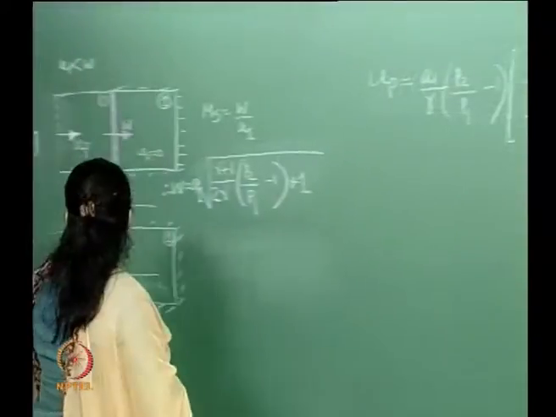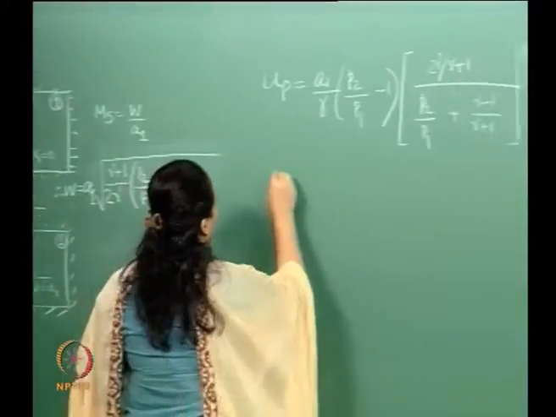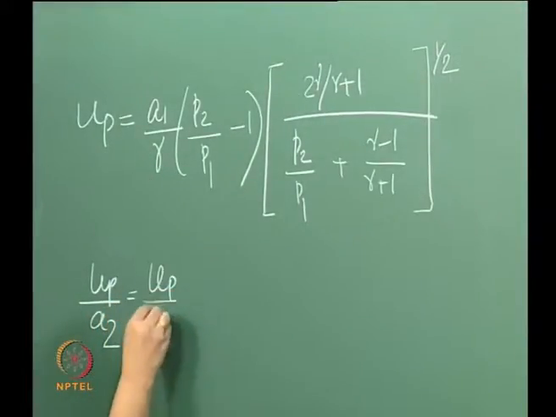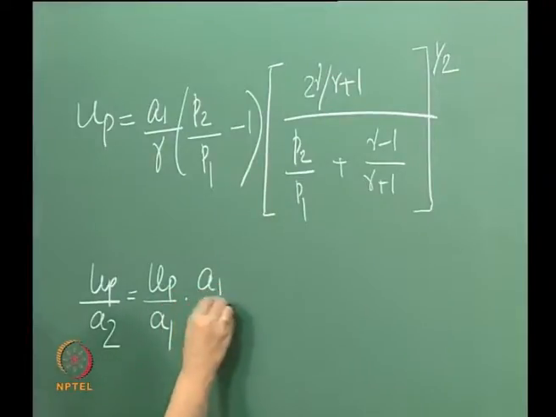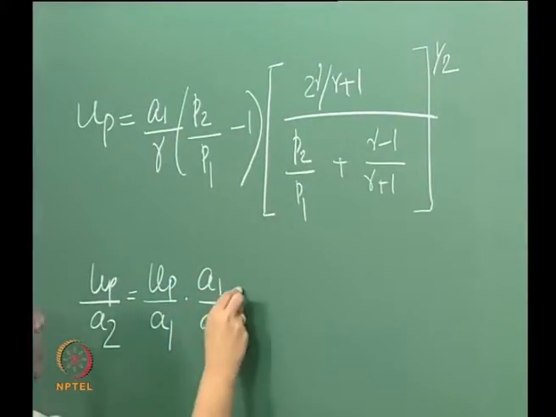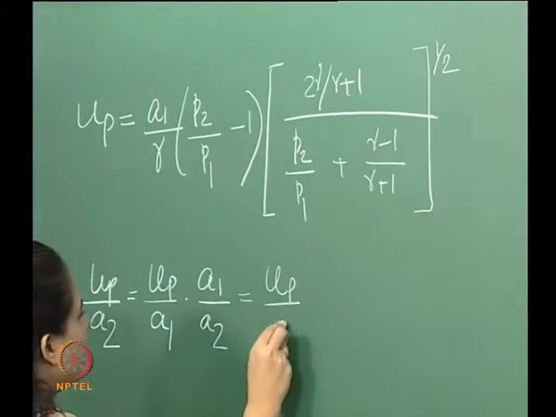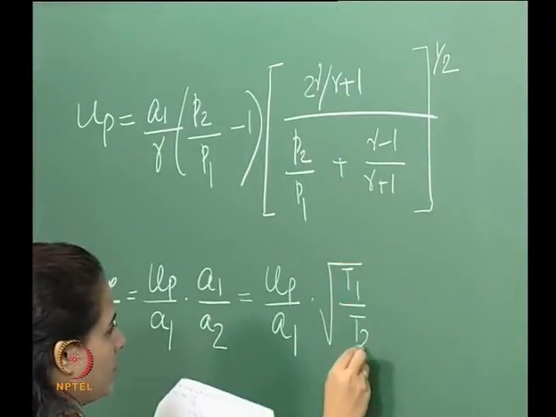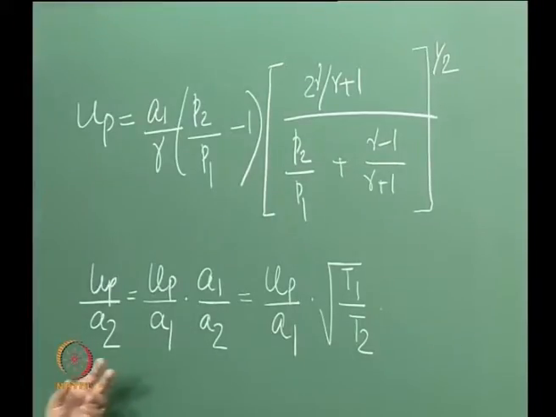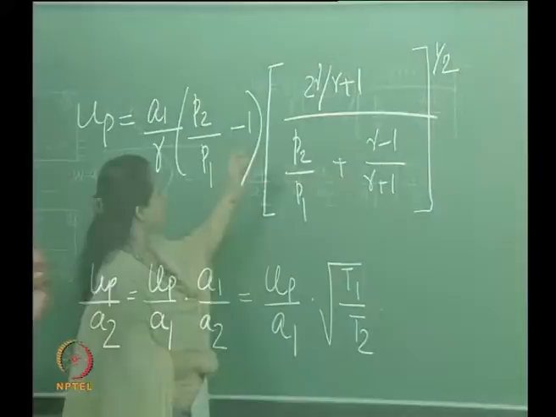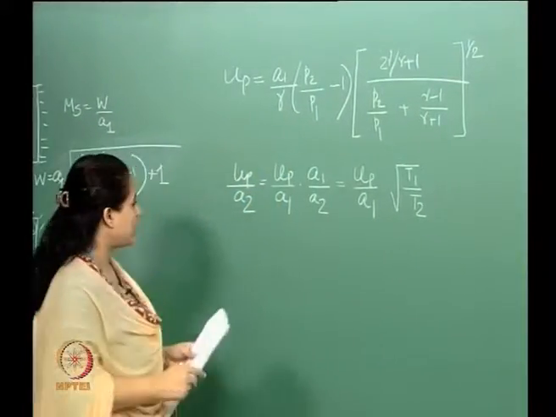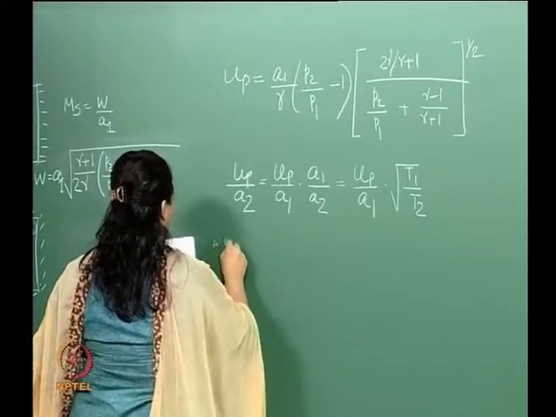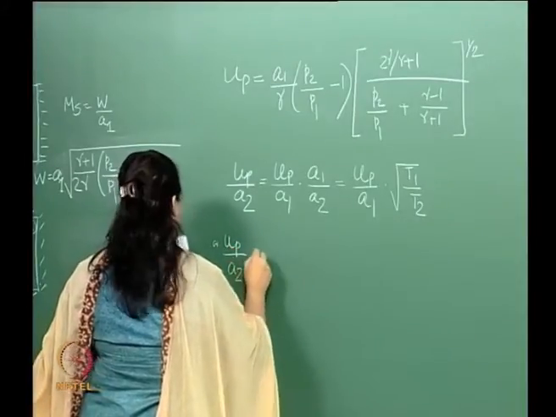Now let us see what now. So basically, this is the region in which UP is functioning. So if I have to write this UP by A2, now we can write this as UP by A1 into A1 by A2, right? Now the reason I do that is because then I can write all of this just in terms of P2 by P1 and gamma, which is what we get, and therefore UP by A2 comes out to be this.